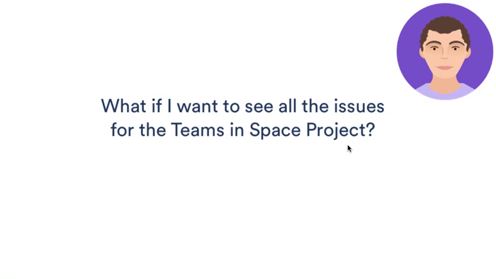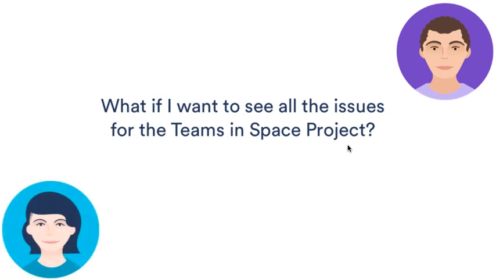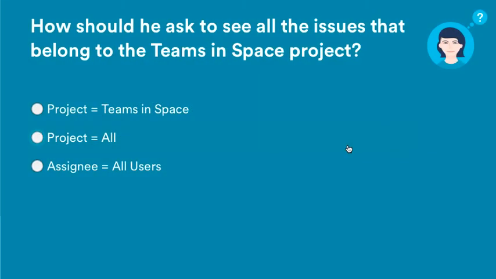Okay, this is good. But what if I want to see all the issues for the Teams in Space project? How can you phrase it in a way that JIRA understands?